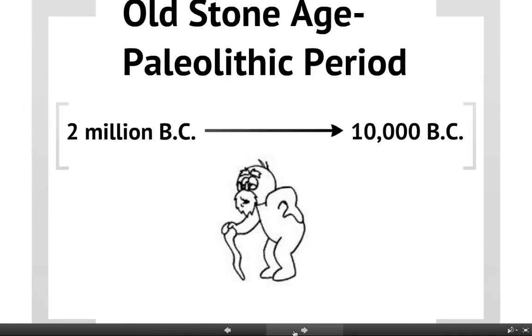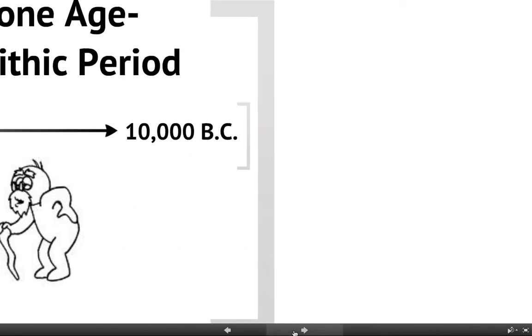Paleolithic, paleo meaning old, and lithic meaning stones or rocks. We have the Old Stone Age, or the Old Stone Period, the Paleolithic period. This period of time lasted from about 2 million BC to about 10,000 BC. So almost 2 million years of human history is made up of this period of time called the Old Stone Age, right? So Paleolithic, old stones, the Old Stone Age.